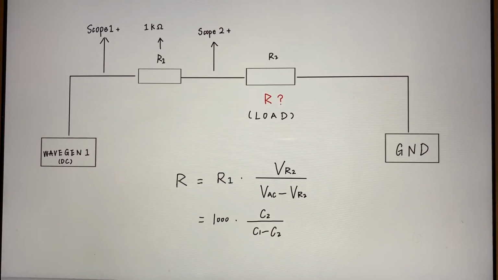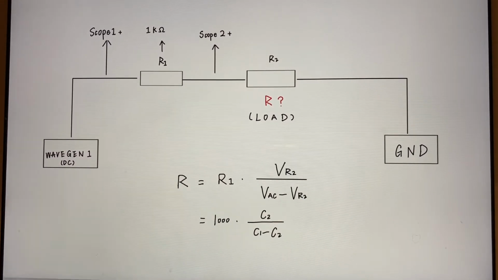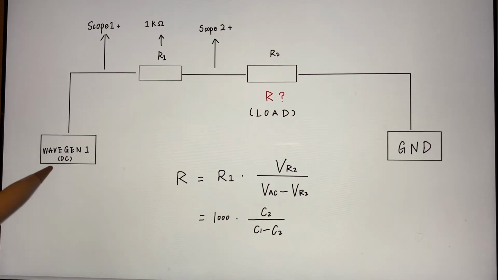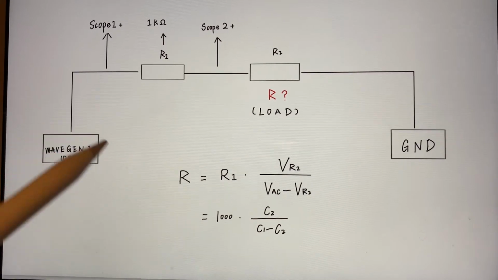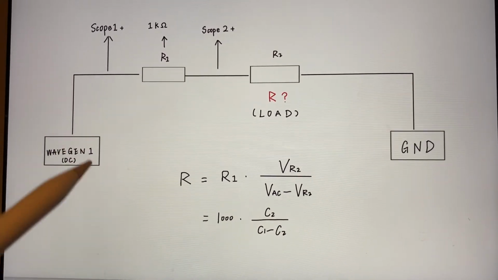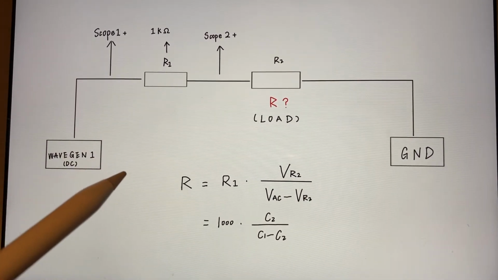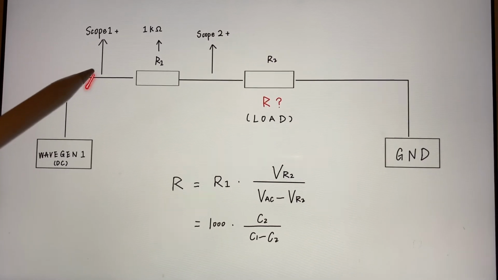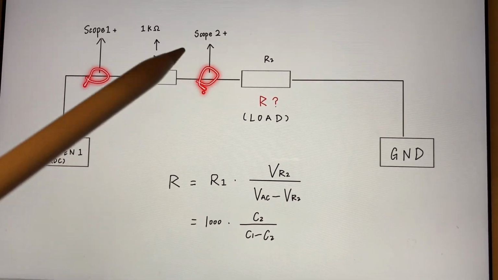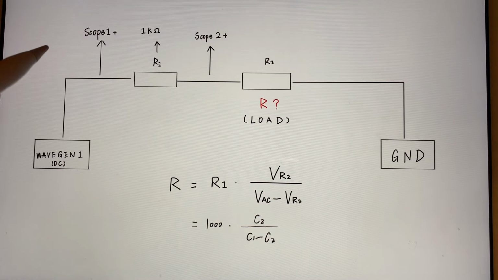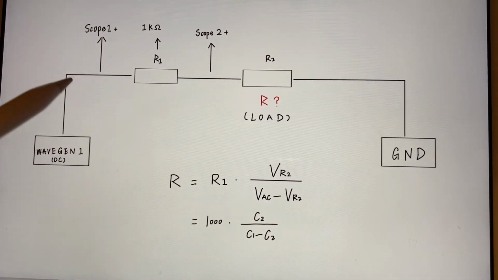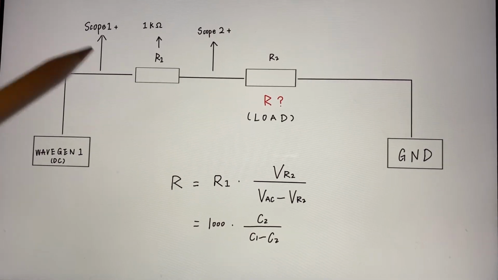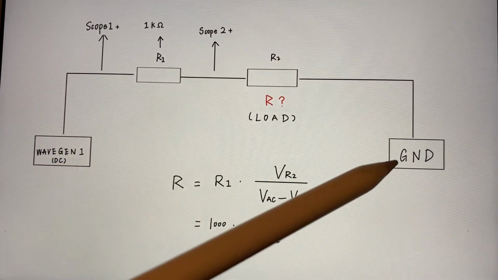Okay, so this is a circuit for our measurement. Here we have a wave generator or a DC supply which can supply the circuit with the signal we need, either an AC voltage or DC voltage. And those two sides are the positive sides of our scope 1 and scope 2. And of course, the negative sides of them should be connected to the ground.